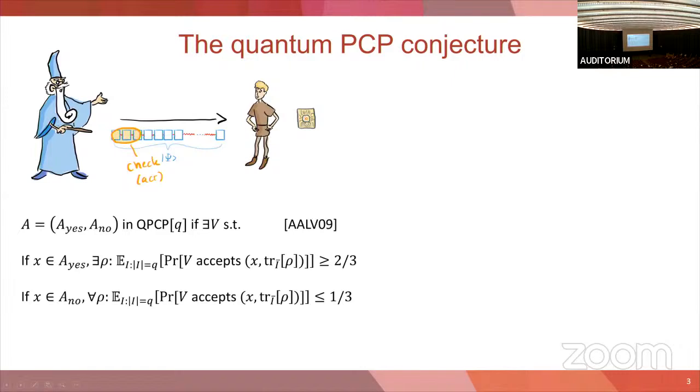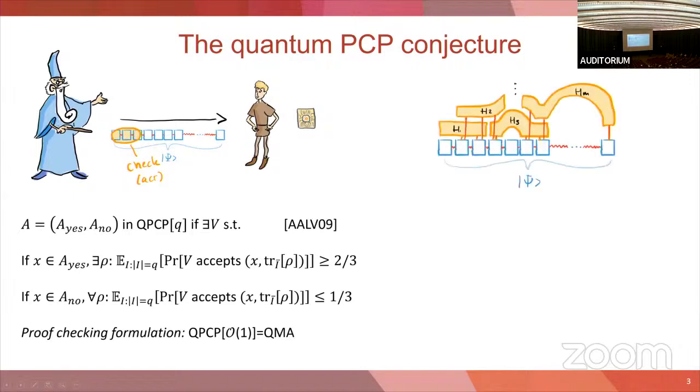Then in the yes case, with high probability, there's a proof that makes you accept. In the no case, for all proofs, you reject with high probability. This is then called the proof checking formulation of the quantum PCP conjecture. And it postulates that there exists a constant Q such that you can capture the full power of QMA by a protocol that works like this.